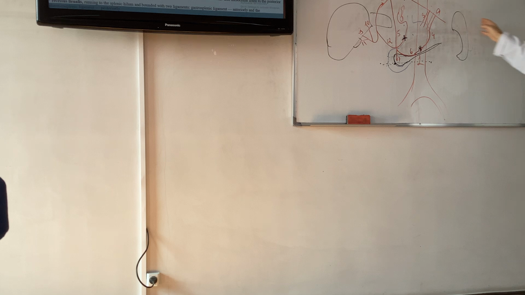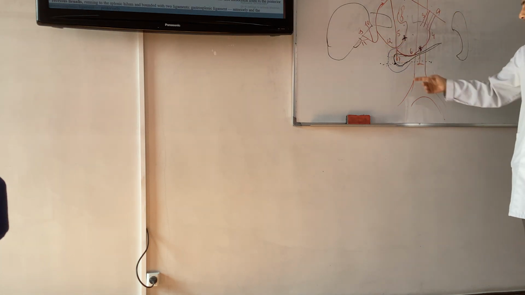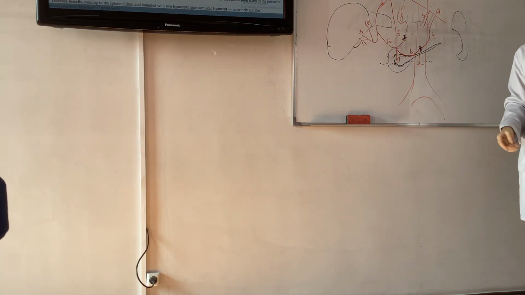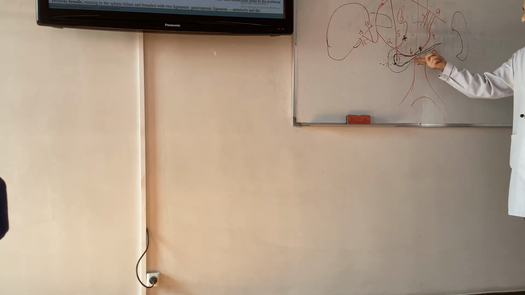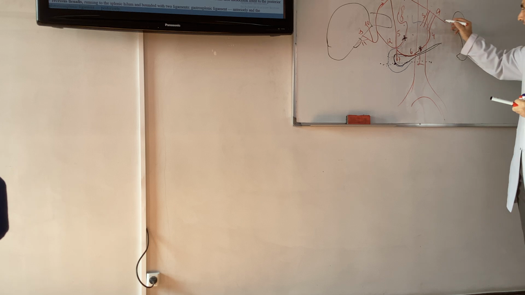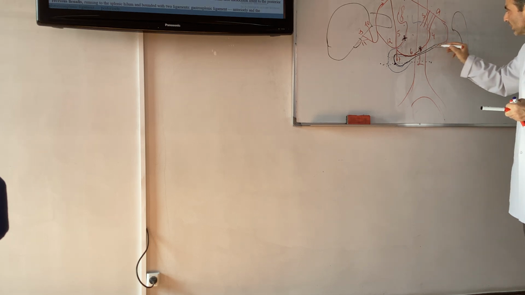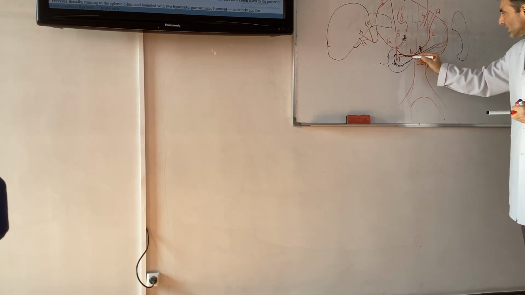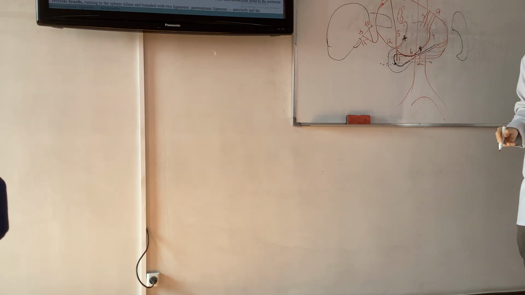I finished supplying all organs except the lower third of the duodenum and head of the pancreas, and except the head and body of the pancreas. Let's start from the body. Again, come to the splenic artery, and from it draw a lot of branchings, which come to the tail and to the body of the pancreas. How do they come?